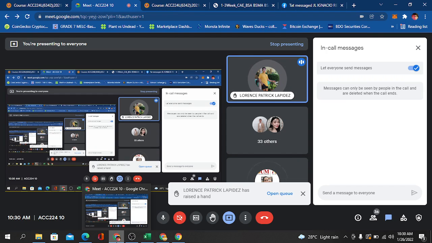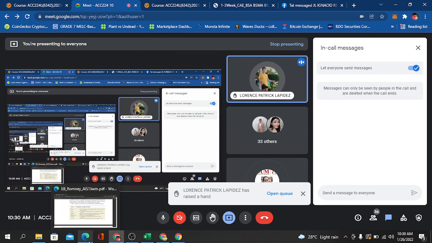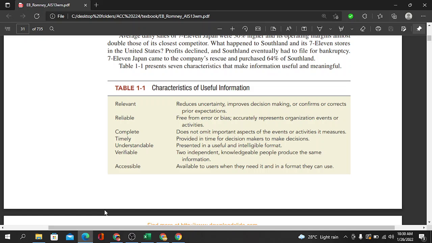I would just like to add, ma'am, that sometimes we need to sacrifice one characteristic to ensure another characteristic, for example, ensuring that the information is more complete. Sometimes it may reduce its timeliness, right, ma'am? Yes, because we are gathering all complete data, but we cannot gather the very timely or the newest data, ma'am. So it will compromise one of our characteristics, which is completeness, ma'am.